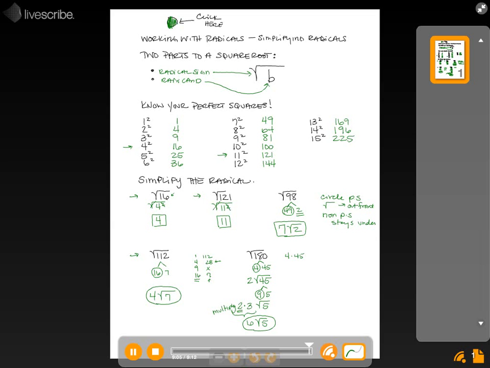And those are your examples on simplifying radicals. If you have any questions, rewatch the video, and if you still have questions, bring them to class next time.